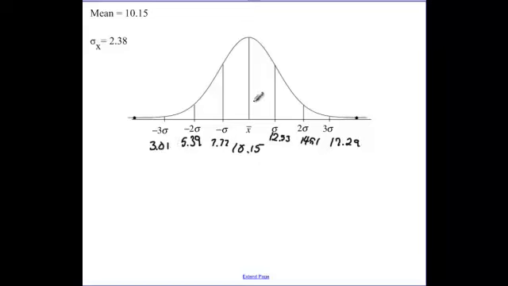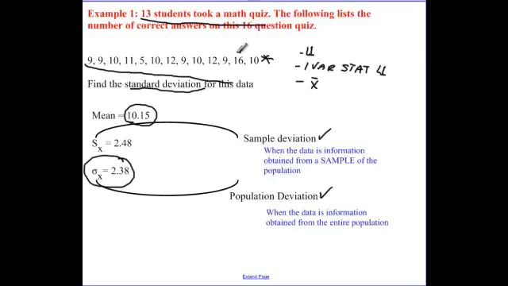So looking at this, we would see that this is 34%, and this is 34%, and that 68% of our grades were between 7.7 questions right and 12.53 questions right. And nobody obviously could get up here at 17 right because there were only 16 questions on the test. So if you go back and look at that data, you'll see that only one person got 16 right.